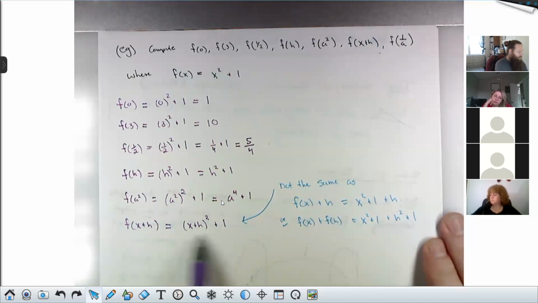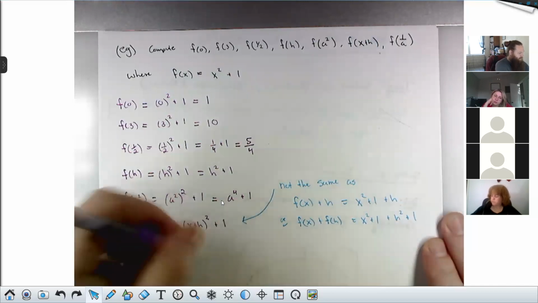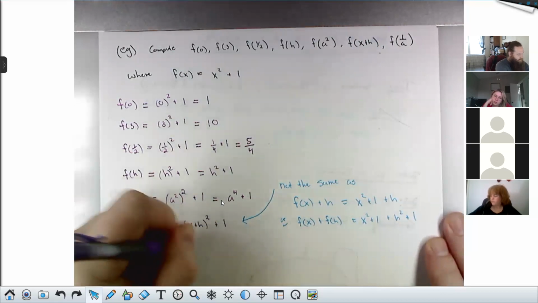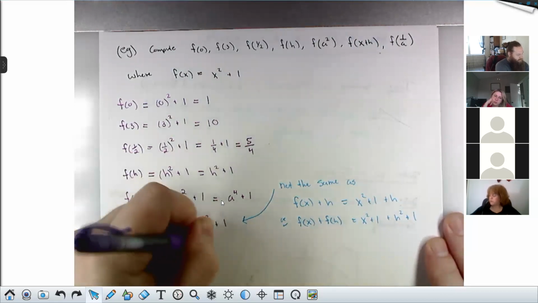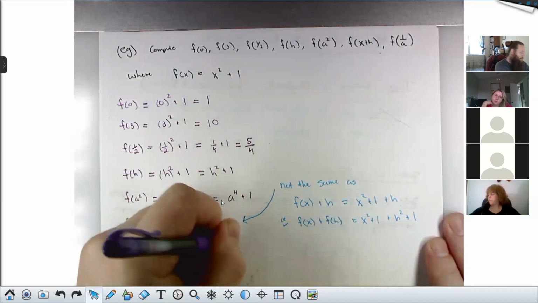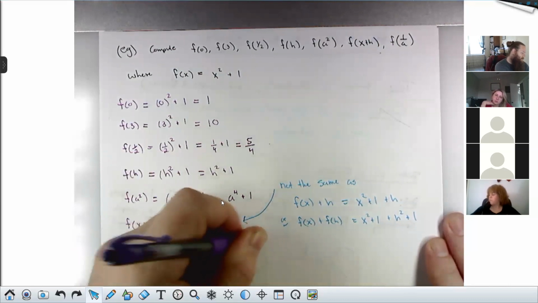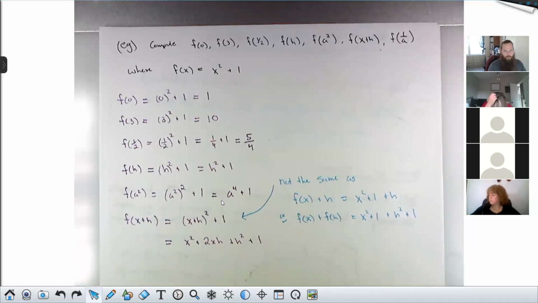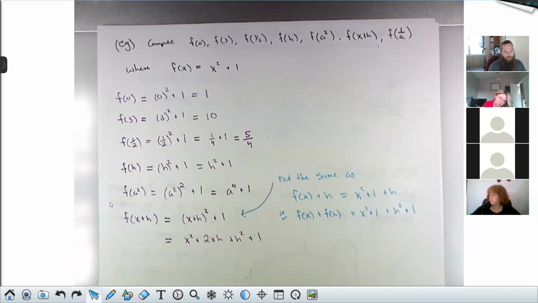We could clean this up a little bit if we wanted. We could FOIL that out. This would be x squared plus 2xh plus h squared plus 1. And in some contexts, that would be useful. Like if I was trying to simplify a big expression that happened to involve this piece, writing it out like this would be nice.